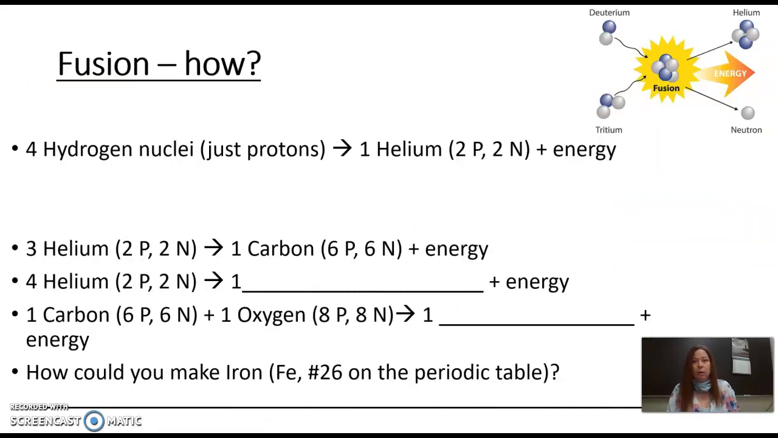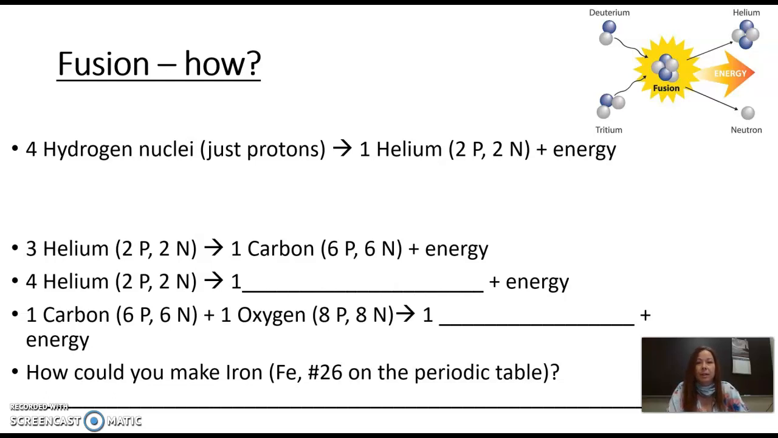Alright, so how does it work? I mentioned earlier, it's all about the proton. When we have 4 hydrogen nuclei, basically a hydrogen atom without its neutron, and 4 of them combine together through the smashing and collision, it forms 1 helium atom. 2 of those nuclei remain protons, and 2 of them become neutrons to help balance it out. And then there's that release of energy.